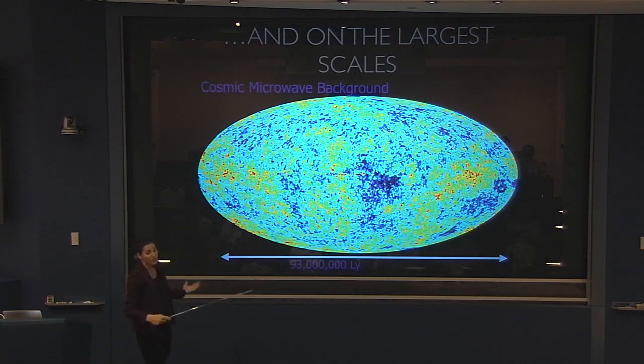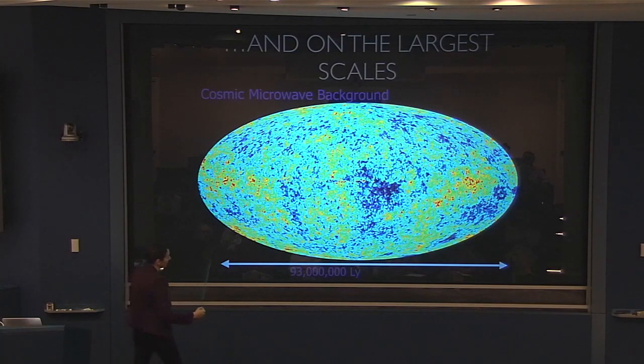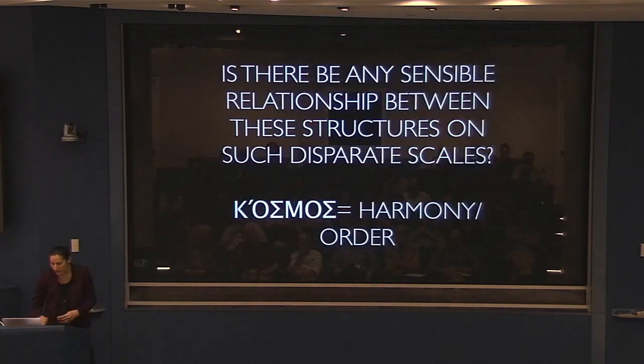If you go to the largest scales that we can observe, the cosmic microwave background, you see another type of structure. Now we're talking about enormous scales. This is the entire observable universe in some sense. And you see these temperature fluctuations. I know you've heard a little bit about the cosmic microwave background in this lecture series before, and I'll talk more about it later. But the point is that there are these different structures on different physical scales.